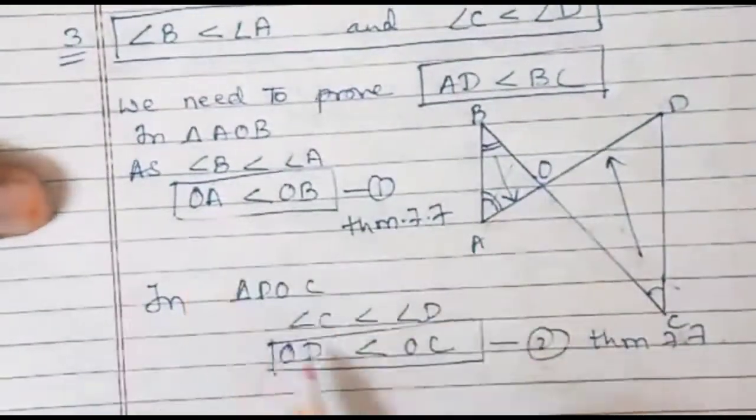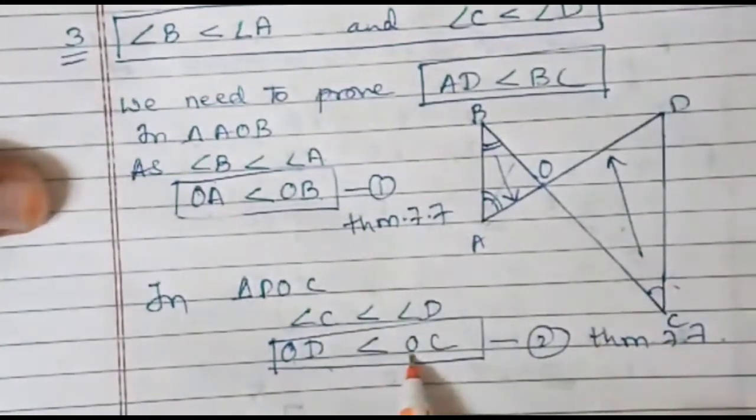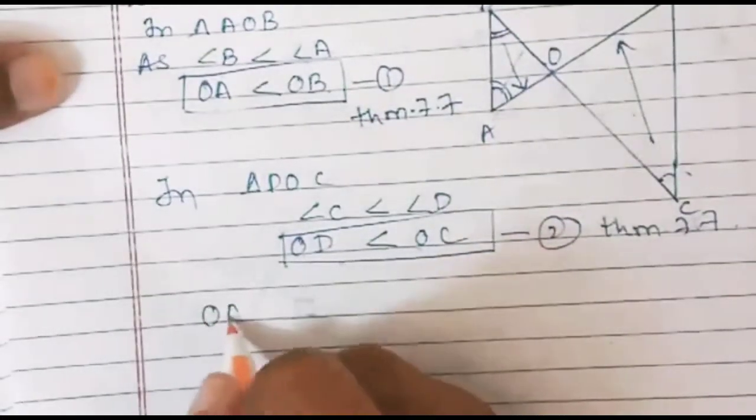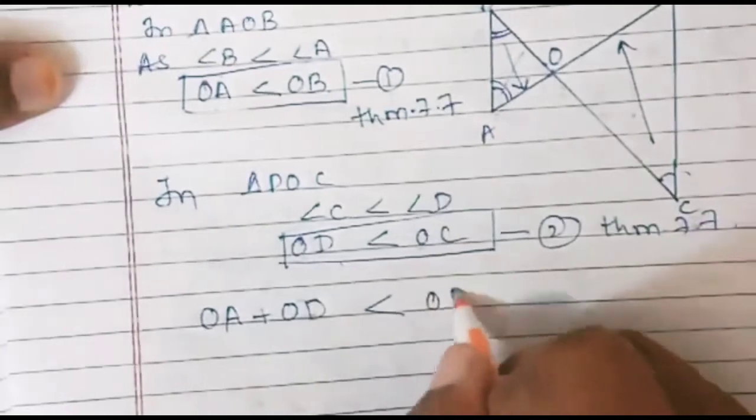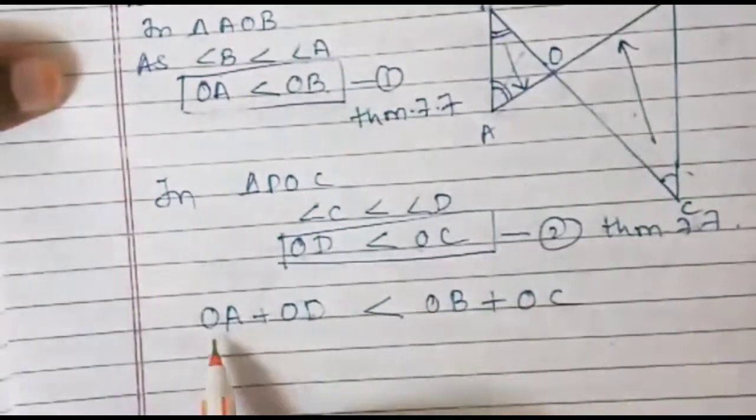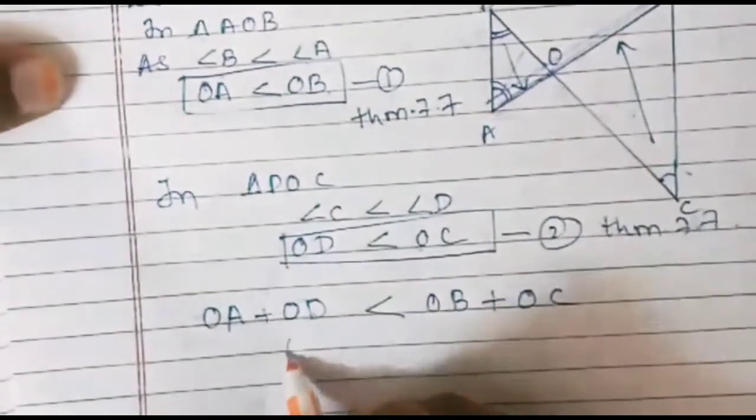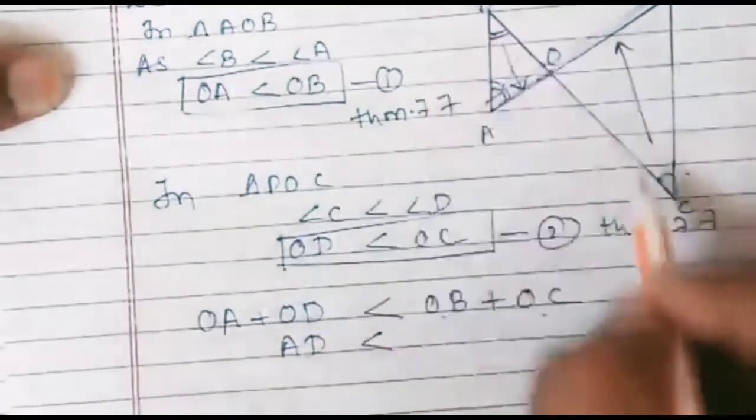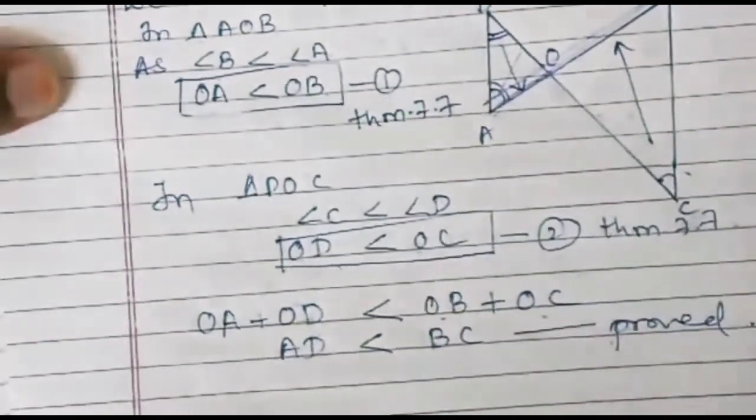As we have got two results, OA is lesser than OB and OD is lesser than OC. Adding result number 1 and 2, on the left hand side I will be getting OA plus OD is lesser than OB plus OC. So what is OA plus OD? OA plus OD will make the full line segment AD. So AD will be smaller than OB plus OC, that is equal to BC, and this result only we needed to prove, and hence our result is proved.